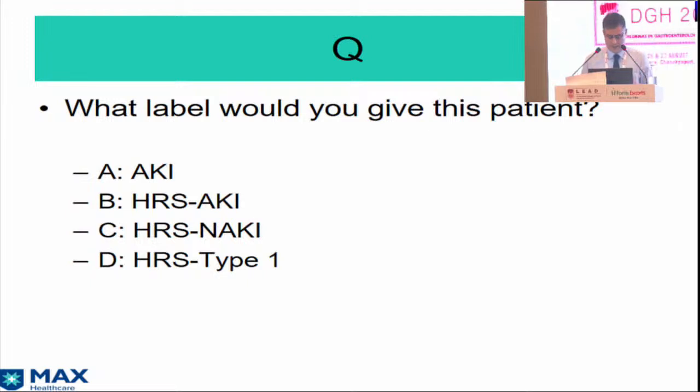So this is a question to the audience. You can shout out. There are no voting pads. What label would you give this patient? Experts will tell you after this. So is it AKI? Is it HRS AKI? Is it HRS non-AKI or HRS type 1? So what label would you give this patient?